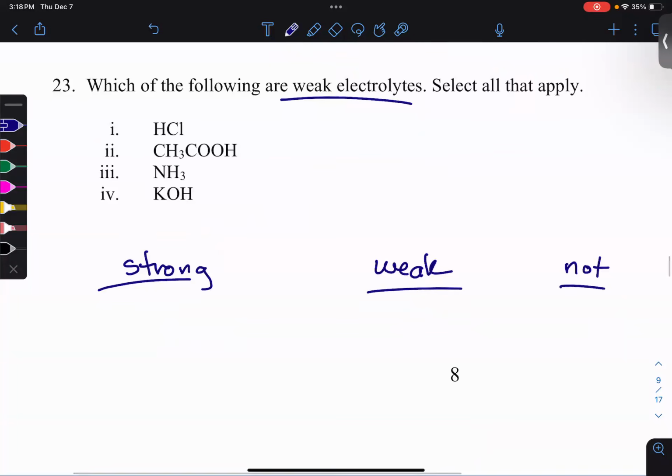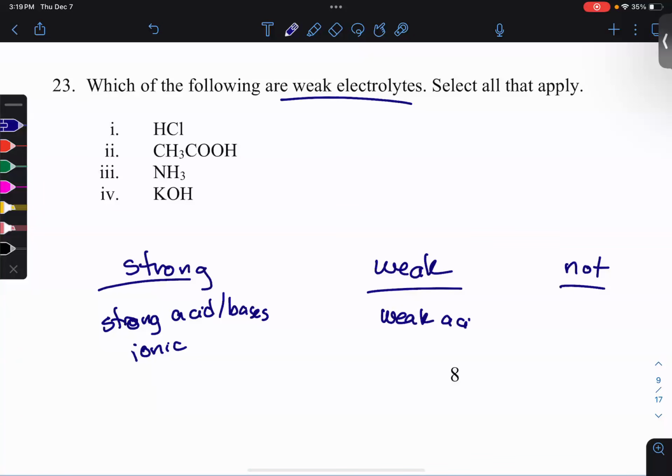What are strong electrolytes? Strong acids and bases. What else? Anything that's ionic. Yeah, so NaCl, calcium chloride, strontium hydroxide. Okay, weak electrolytes. Weak acids and bases. Yikes, do I have to memorize all of those? No.